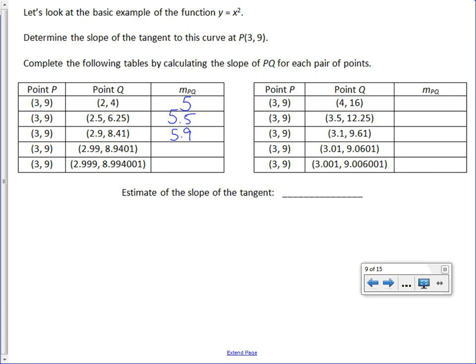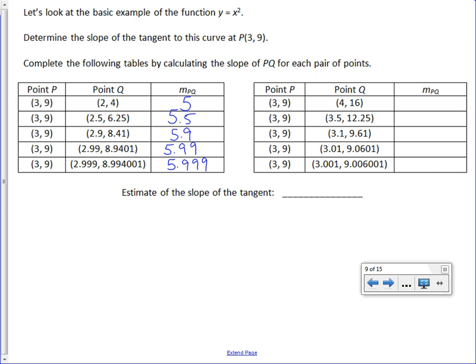9.001 squared minus 9, divided by 3.001 minus 3, now I have 5.99... I bet you can kind of see where this is going. What do you think the answer to the last one is going to be? Yeah, 5.999. So look how close 2.999 and 3 are. They're 1/1000th apart.